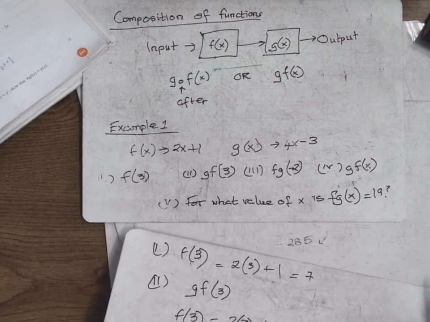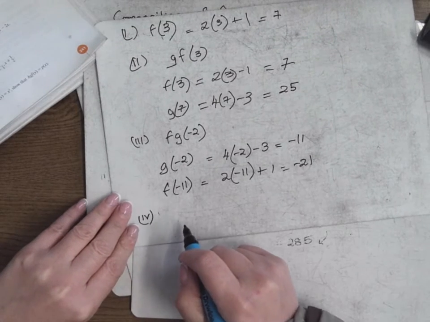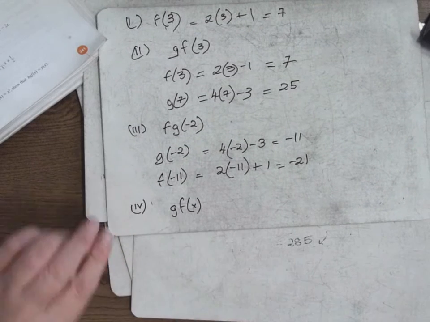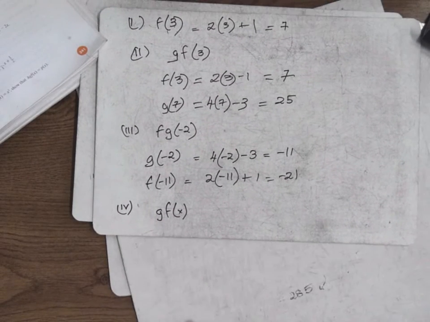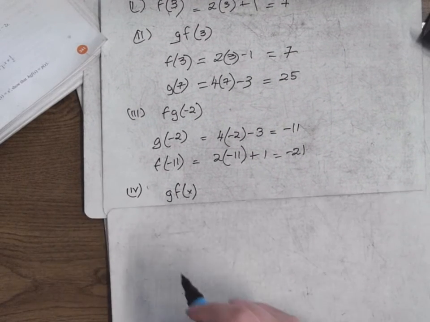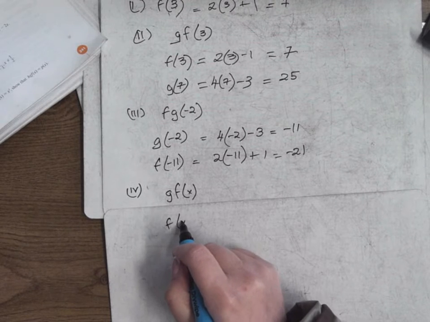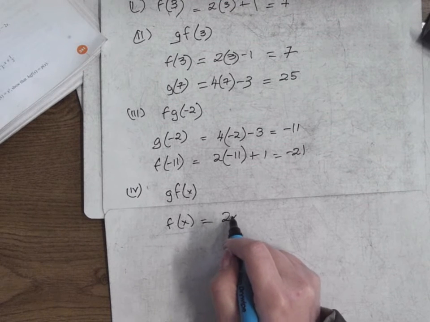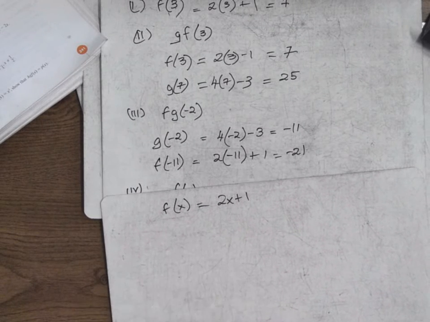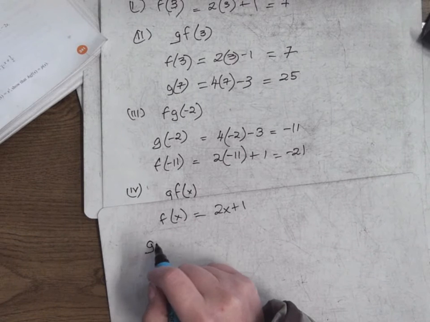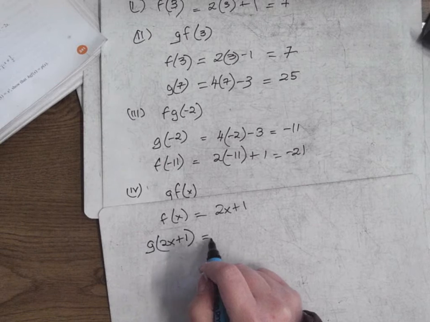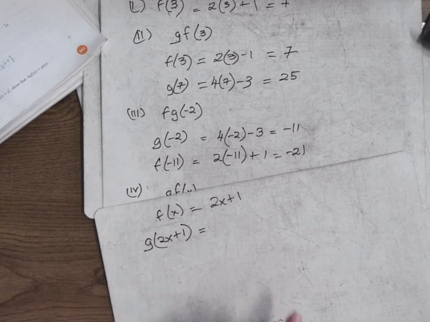Right, part 4 is to get gf of x. Okay, so I've nothing to put in for x, so I'm just taking the actual function. So that reads g after f of x. So that means I do f of x first. So f of x is equal to 2x plus 1. Okay, so then I take the answer, that's the answer to the first bit, and I put it into g. So g of 2x plus 1, so that means in g, everywhere I see an x, I'm putting in a 2x plus 1, because you put in the answer.